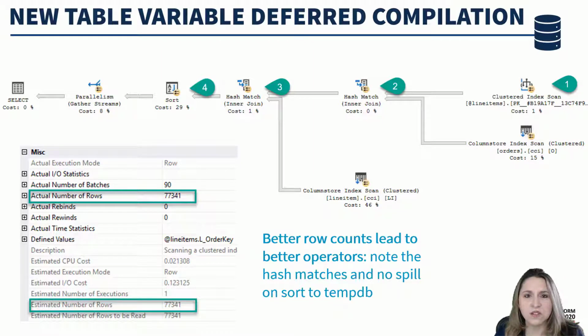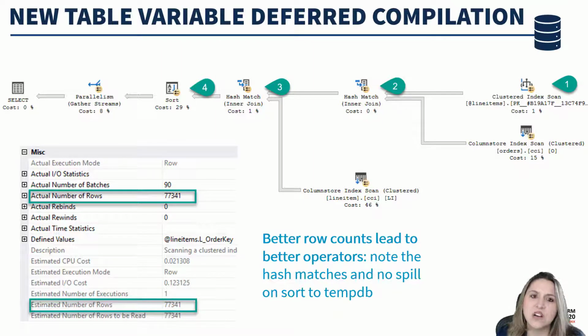I've got my sort, right? The grant now has enough space in there for me to do my sort, and I don't have to go to Tempdb. You'll notice that the exclamation point is no longer there. And then I move on to my parallelism in my select statement, and bam, I'm done.